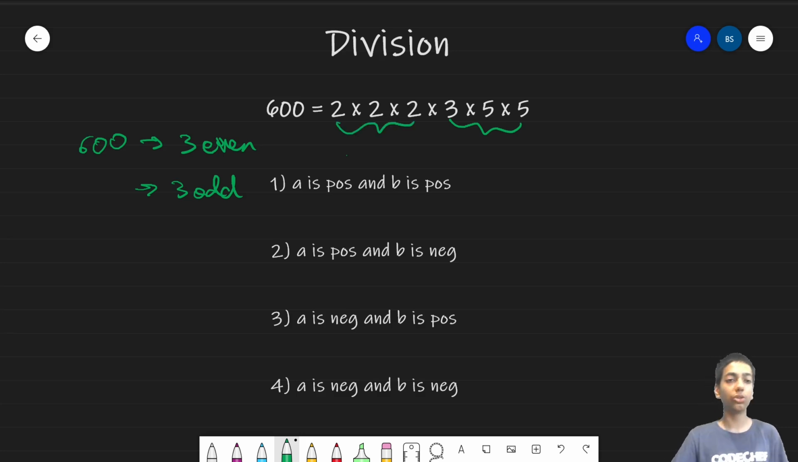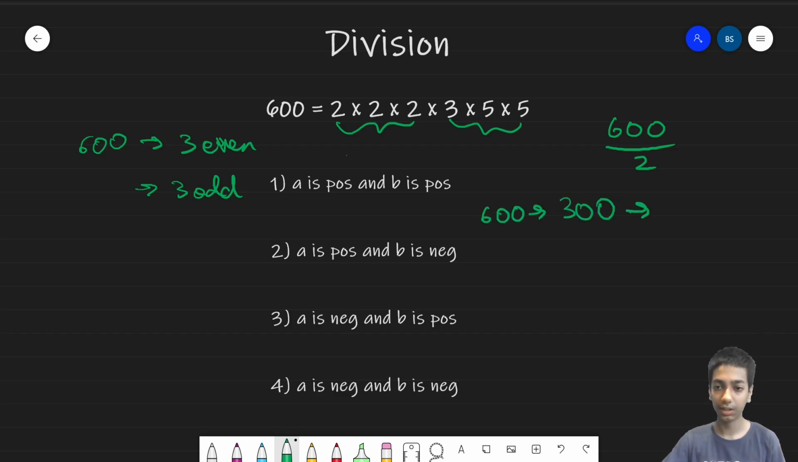Fine. So this basically means that the ideal path, the very basic path, could be to first divide 600 by 2, right? That brings us to 300. Then divide 300 by 2 again, and this becomes 150 now. Then divided by 2 again, it becomes 75. Then divided by 3, this 3 here, it becomes 25.